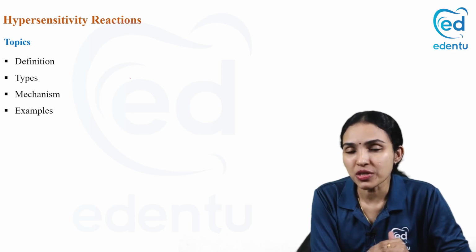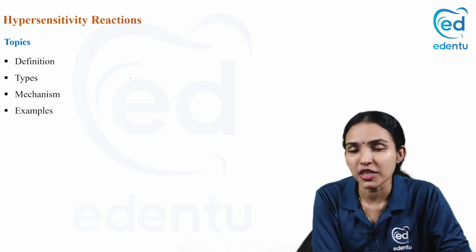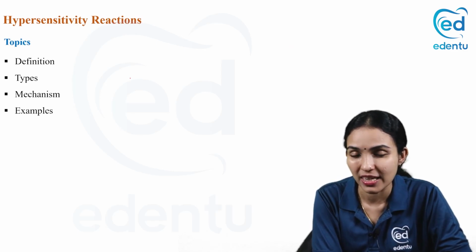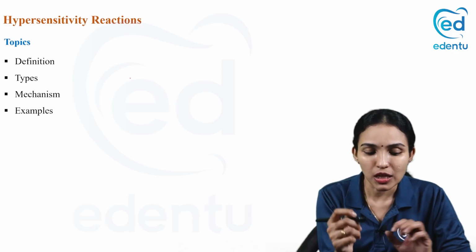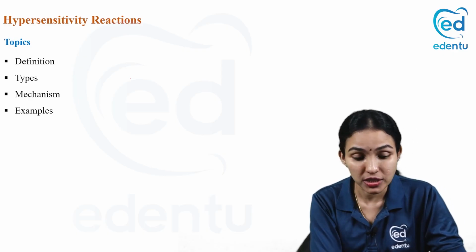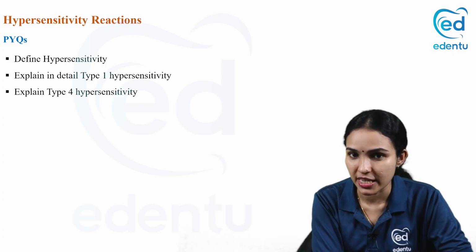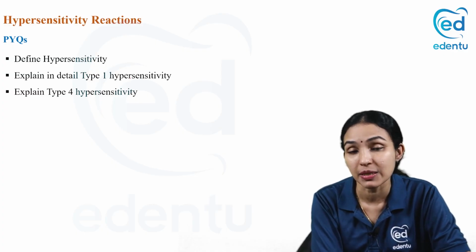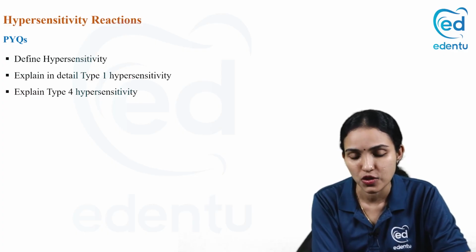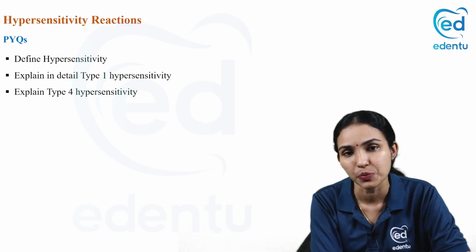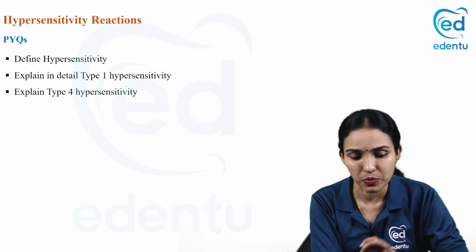So the topics we are going to discuss are the definition of hypersensitivity, the types, mechanism, and examples. All these are very important from the point of view of exams, because these were previously asked questions. What is the definition? Explain in detail type 1 and type 4 hypersensitivity. So we need to know the mechanisms of these hypersensitivity reactions and their examples.